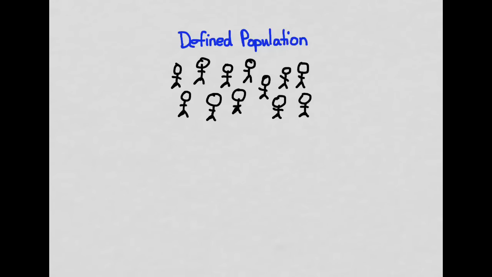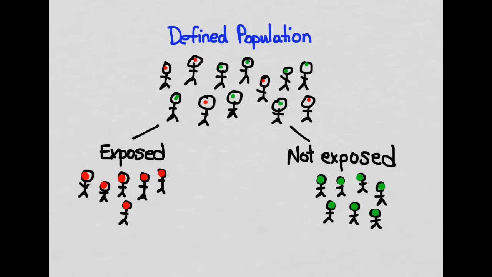So for any cohort study, we're going to start with a defined population. So we know exactly what population we're looking at. And then what we're going to do is divide the population into those who are exposed and those who are not exposed. So this shows the population. We have the overall population, and then we've now split it up between those who are exposed and not exposed. So we've separated those two groups.